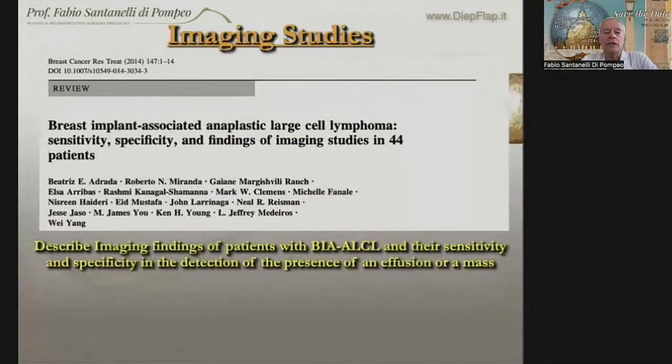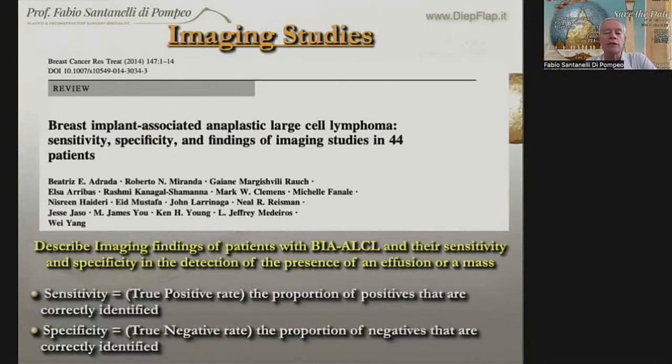A very interesting work about the imaging and validity studies and modalities was done by Adrada and colleagues, and they aimed at describing the imaging findings of patients with BIA-ALCL and determining the sensitivity and the specificity of detecting the presence of an effusion or a mass, which are the two main characteristics of the disease.